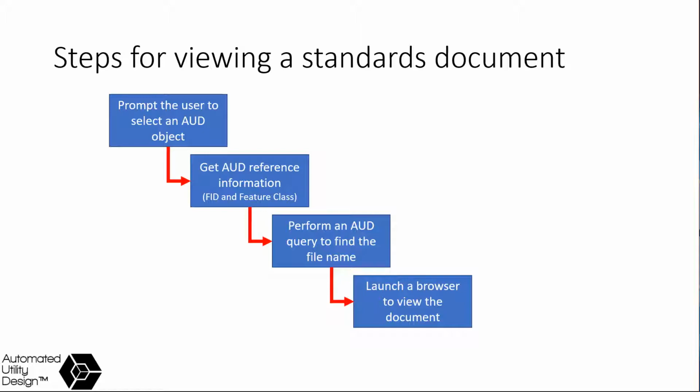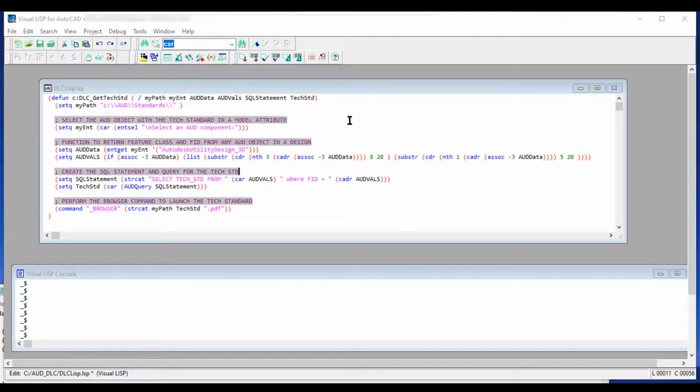Okay, I'm going to switch to VLisp, Visual Lisp, which comes with AutoCAD. Here's a copy of the function that I just used. Let's take a look at it and break it down. The first statement here sets the path for the files. In this case, I'm just storing them on a local folder on my C drive.